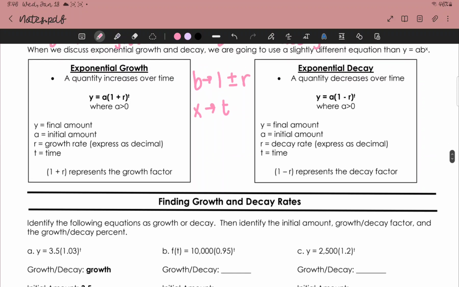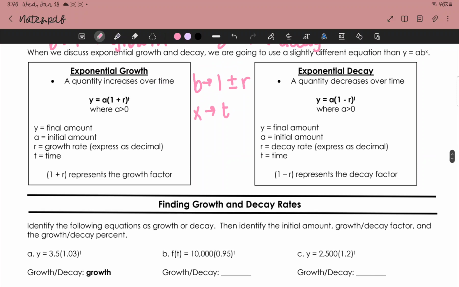Okay, so again, and put this on your paper, if what's in the parentheses is greater than 1, this should just be our factor. Our factor is greater than 1, and again, you can always have that still be b, that's fine. And on the decaying side, our factor would be less than 1.